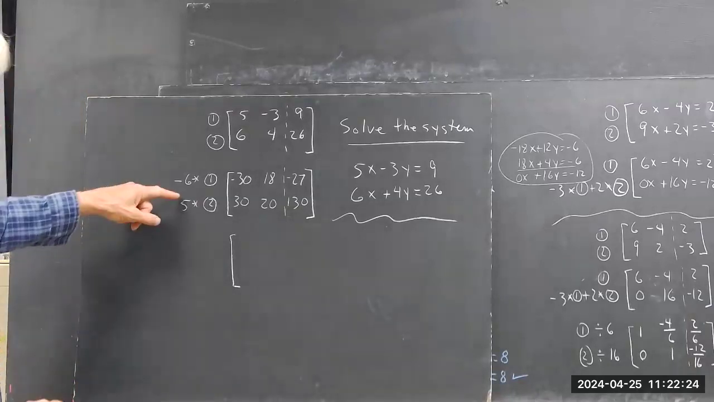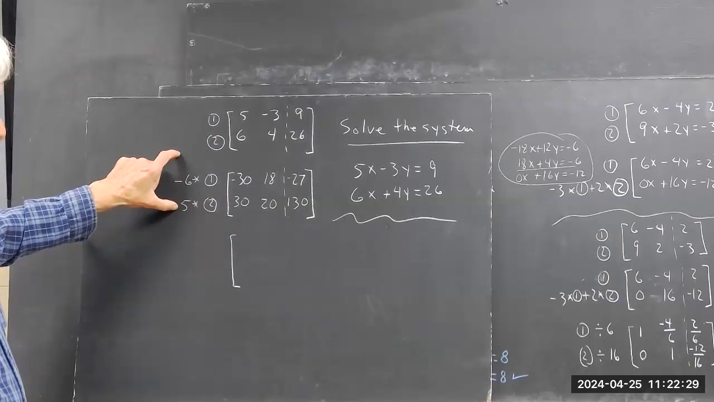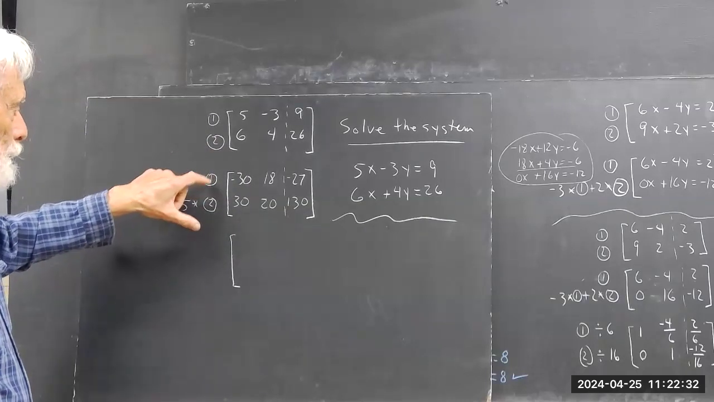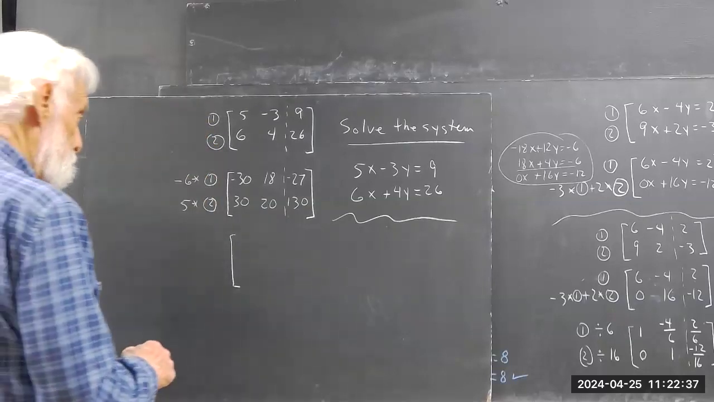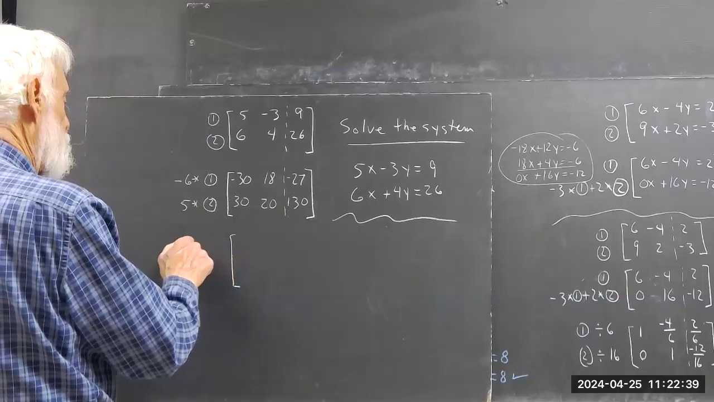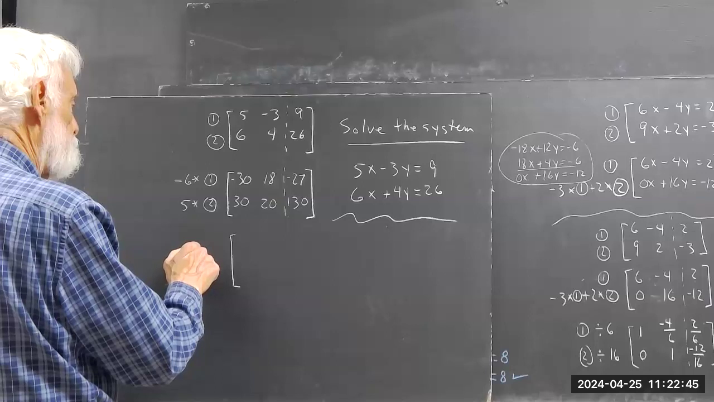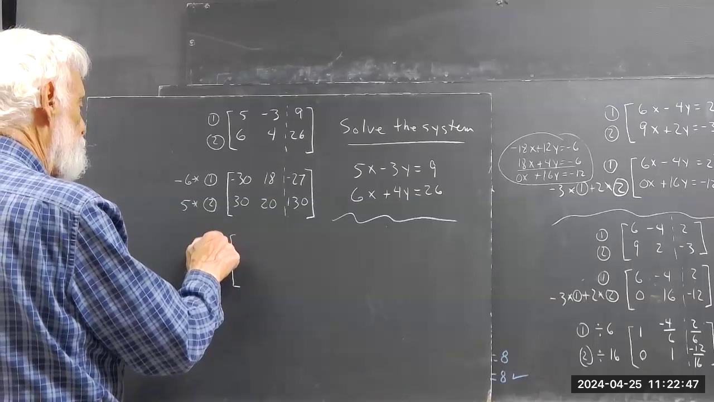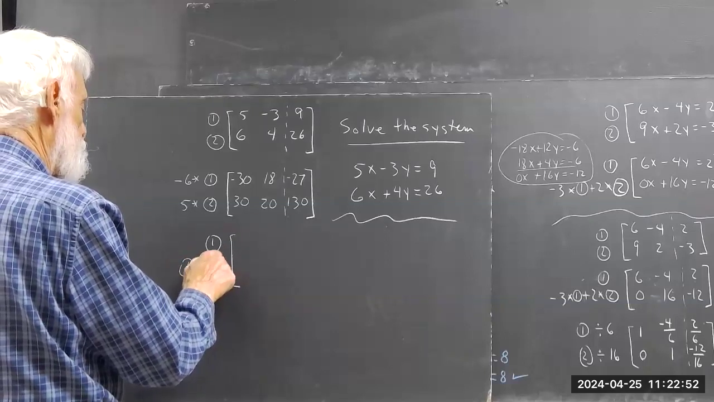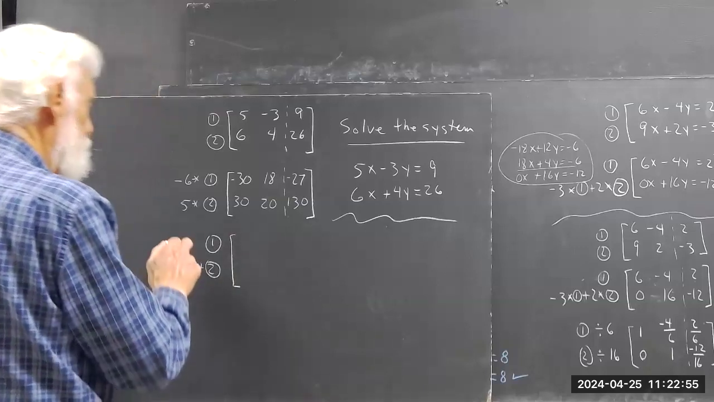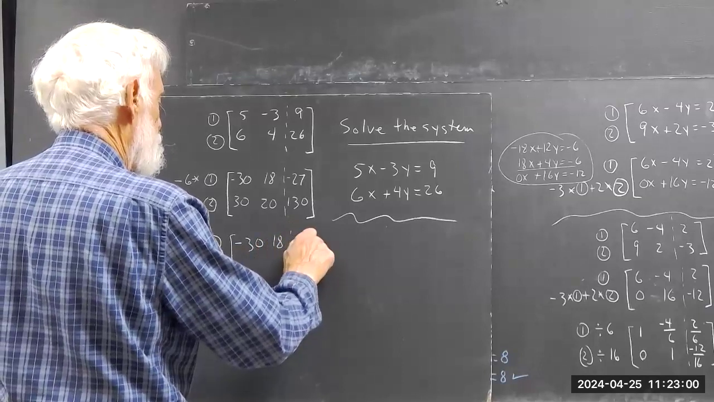So I do the -6 times 1 here where I do it. I don't do it up here. I do it when I get to this row. And remember that row 1 and row 2 always refer to row 1 and row 2 of the previous step. Okay. So then I do it like this. You write row 1, -30, 18, -27.